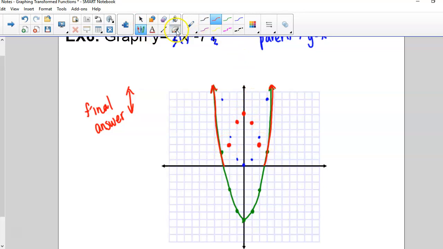I'm going to erase those original blue dots so we can see a little better. So what I did is I took all these green dots that fell below the x-axis and I flipped them upside down. And then my red line is my answer, so now I'm going to trace through those dots. Make sure you go all the way to the x-axis. And we're going to trace it and we get this weird sort of W looking graph.